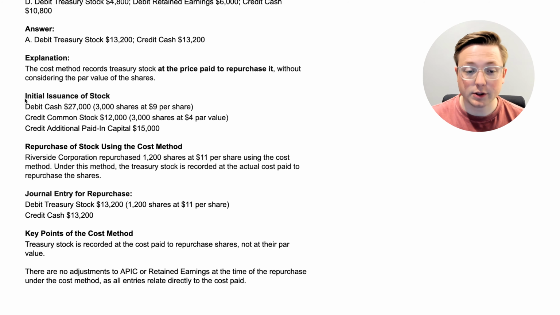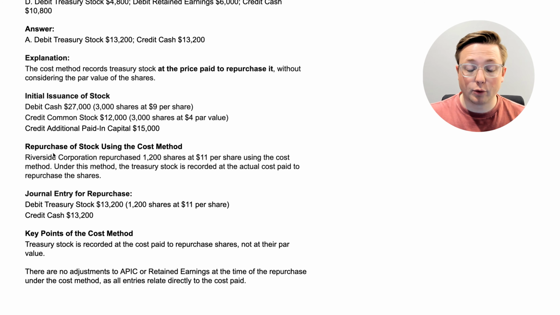So we go, as always, to the initial issuance of the stock because sometimes this does give us very important information. We debit the cash, which was because it was 3,000 shares at $9 per share for $27,000. We credit common stock for $12,000 because you record common stock at the par value, 3,000 shares at $4 par value. And then you credit additional paid in capital of $15,000. And remember, this is just the difference. And you'll notice in this situation, we don't have to pay attention to what the additional paid in capital is per share. It would be $5 in this case, but we don't need that because when it comes to the cost method, you'll see with the repurchase, we didn't actually need it.